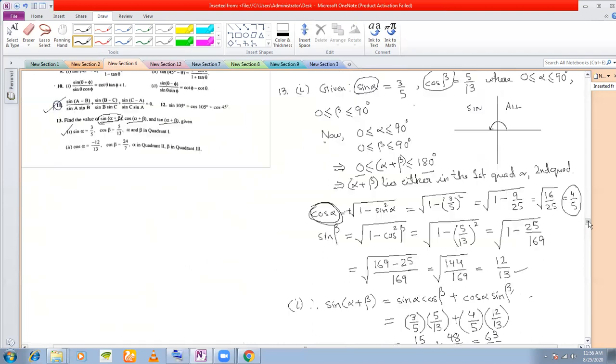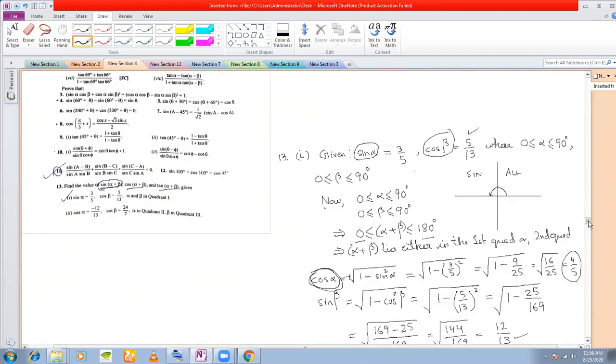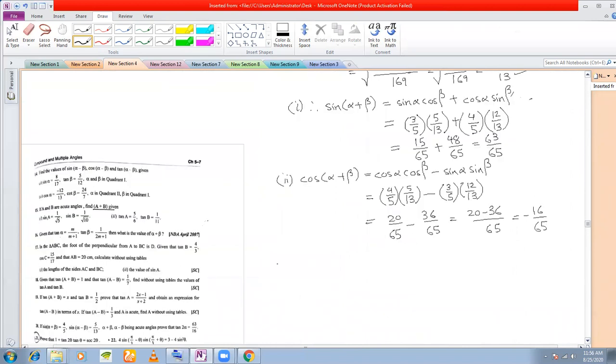And finally, tan alpha plus beta. This one is easy. Tan alpha plus beta is sine alpha plus beta by cos alpha plus beta. Sine alpha plus beta is 63 by 65, and cos alpha plus beta we have calculated as minus 16 by 65. So in this, these two cancel. So what you simply get here is minus 63 by 16.